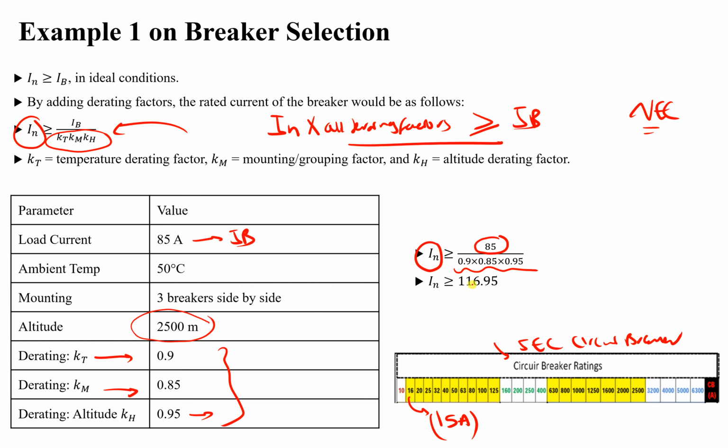So In greater than this value. We look at here, we have 100 and we have 125. So we need greater than this. So we will select 125 ampere as a nominal current for this circuit breaker.